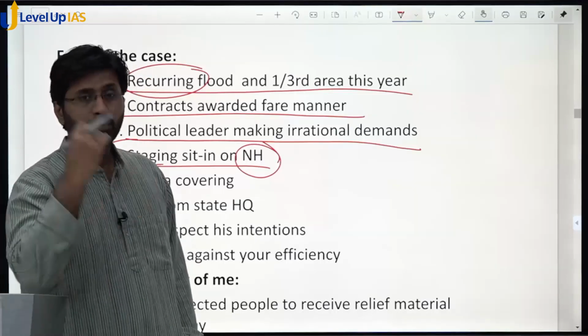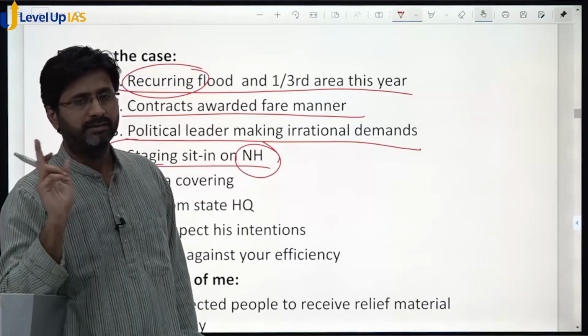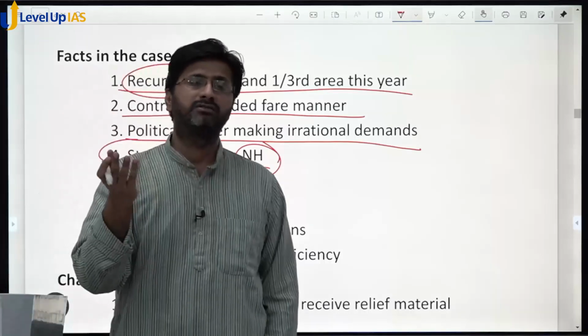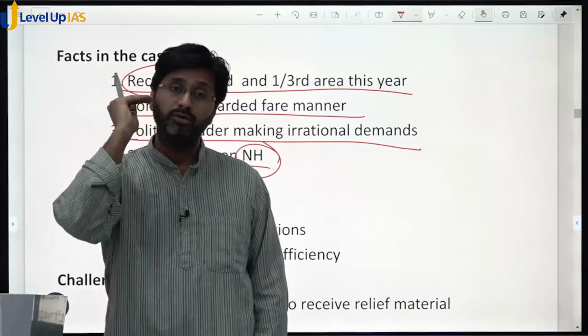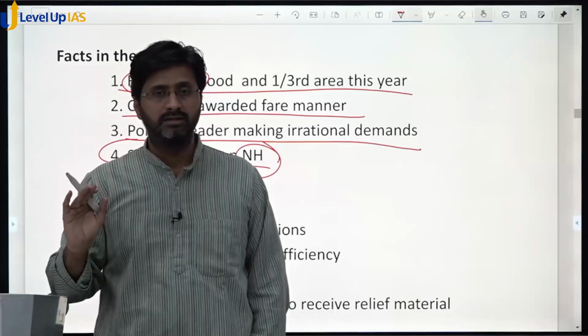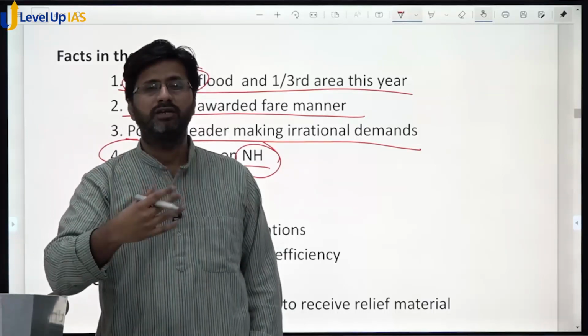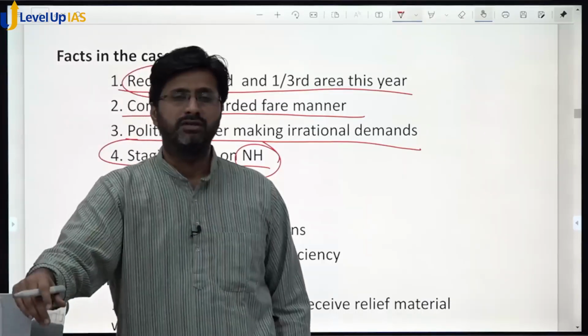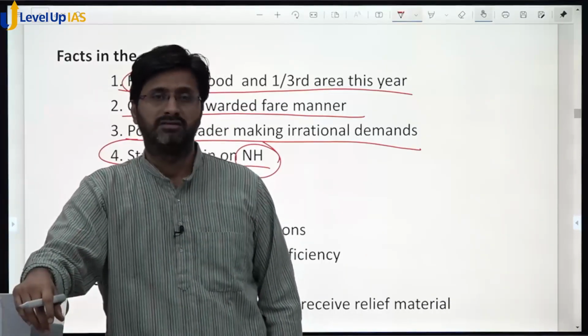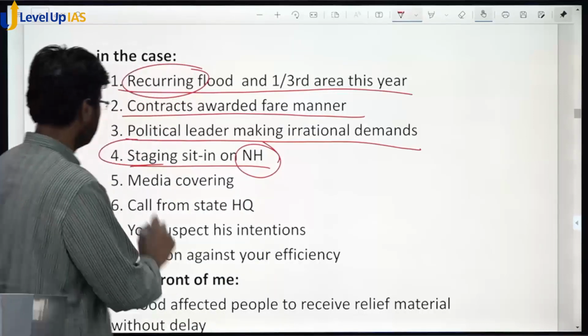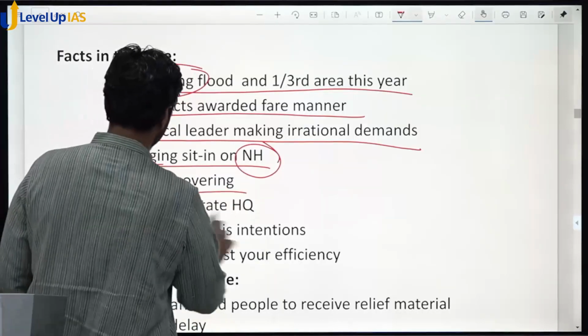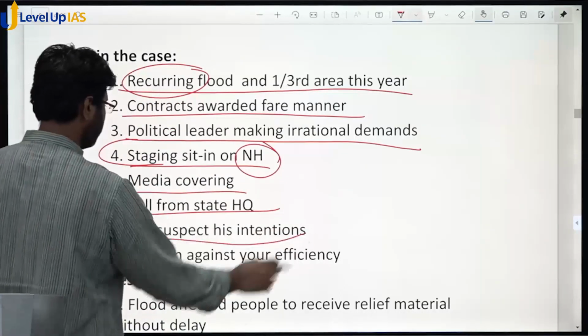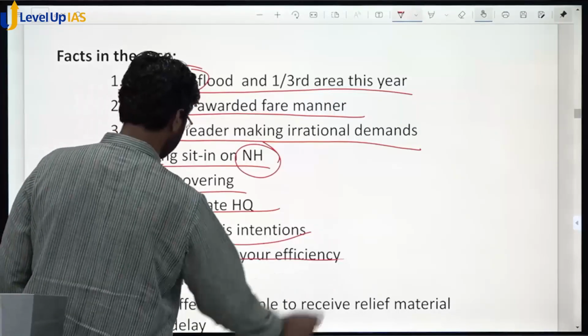so we have to handle it whenever there is an anti-social element. And here, for course of action, there are no options. It's not about what options you have, but what course of action you will take, because this is not a scenario where options are important. In this scenario, nobody will talk about options, people will talk about actions. What actions would you take? Okay, media covering negatively, a call from the state headquarters, and you suspect his intention and opinion against your efficiency.